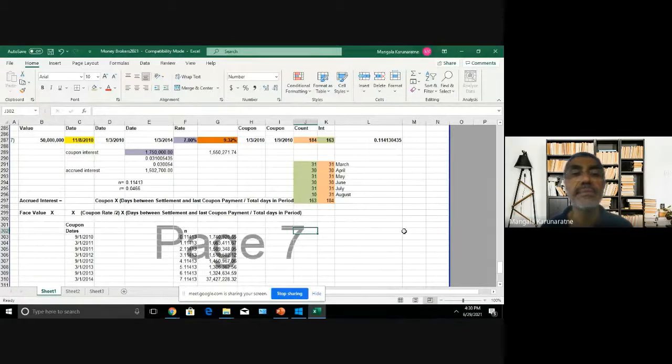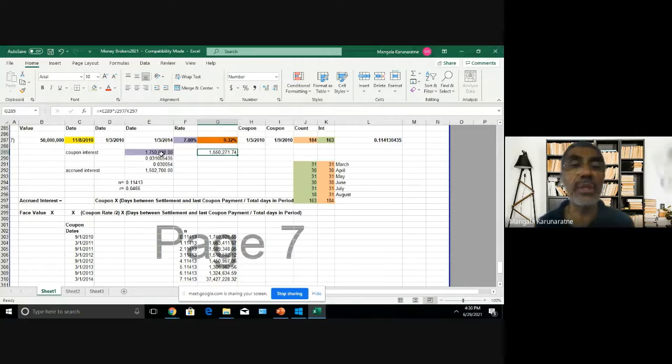Now, how do we get this one? We used this coupon interest into 184 and 160 into 163 divided by 184. Why? Because there were 163 days of accrued interest, and for the period there are 184 days, right? So that is how we got this.